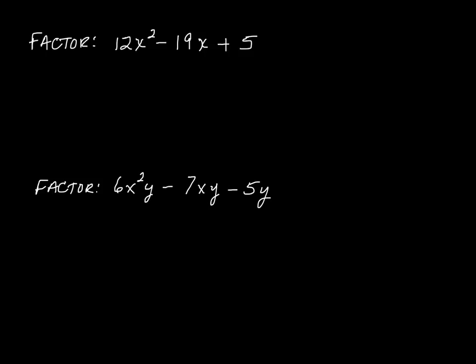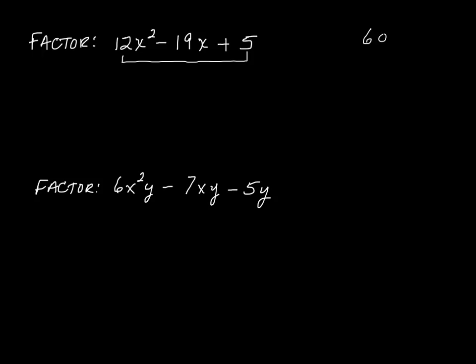All right, here's another one. 12x squared minus 19x plus 5. Is the leading coefficient 1? No. Can anything be factored out of all 3 terms? No. So we use the AC method. We multiply 12 times positive 5. That's a 60. Now what 2 numbers multiply to positive 60, but add to negative 19?